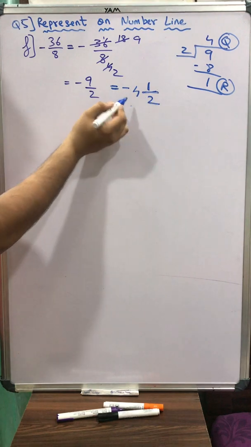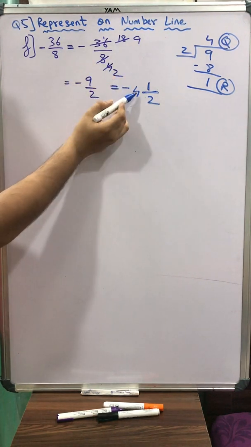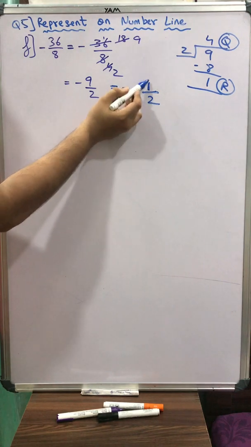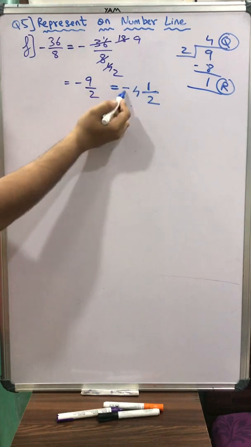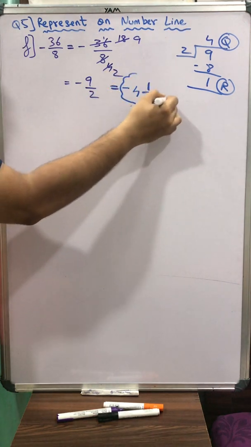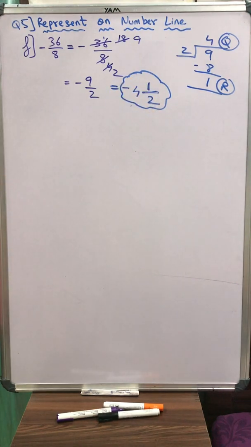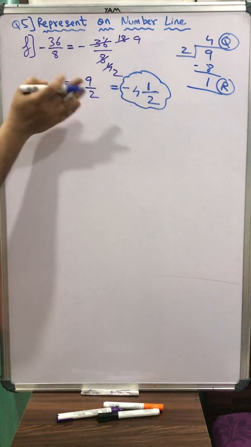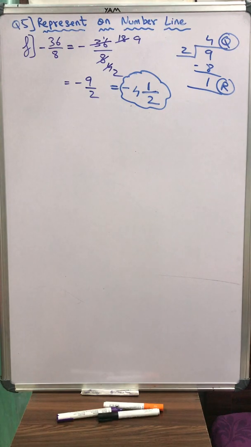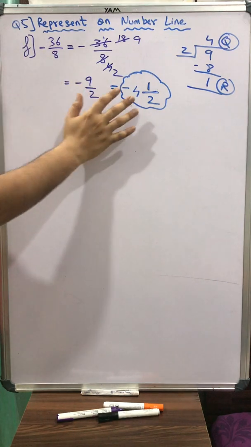Okay, so you can recheck it. Minus is apart from this. Just leave minus for a second. 4 2s are 8, plus 1, 9. So 9 upon 2. It's minus, so minus 9 upon 2. So students, in other words, can I say I now have to plot minus 4 1 upon 2, which is equivalent to minus 9 upon 2, and which is equivalent to our original question. So my first point was to convert the improper fraction into a mixed fraction, which I did.